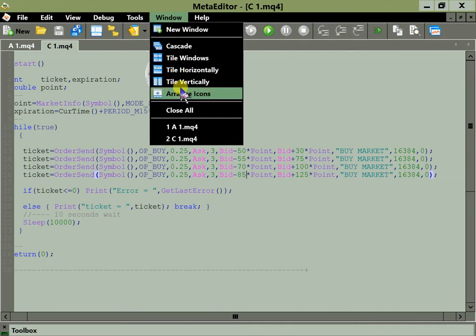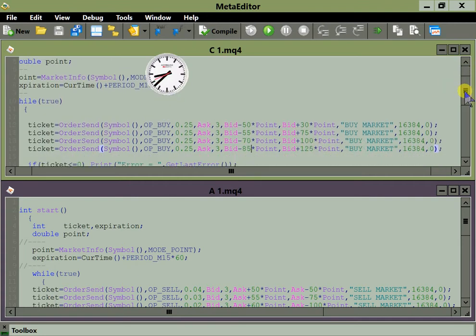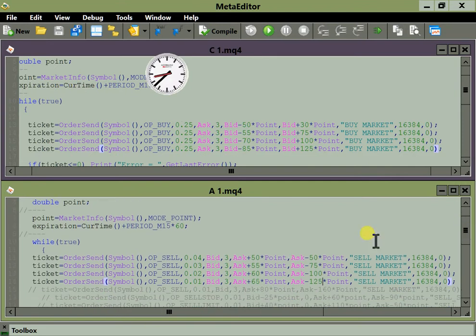Now you're going to tile vertically, horizontally. We have the buy on top, we have the sell on the bottom. Let's fatten up the sell.